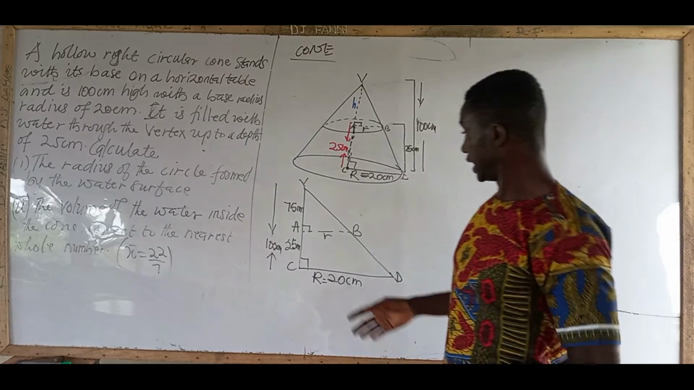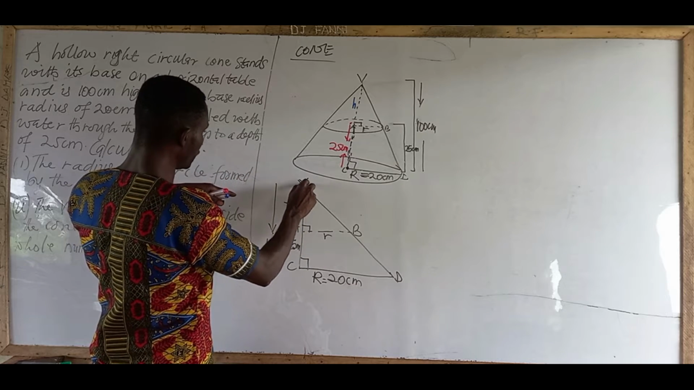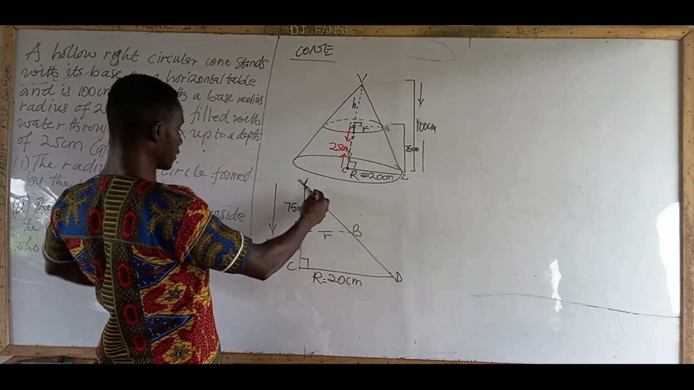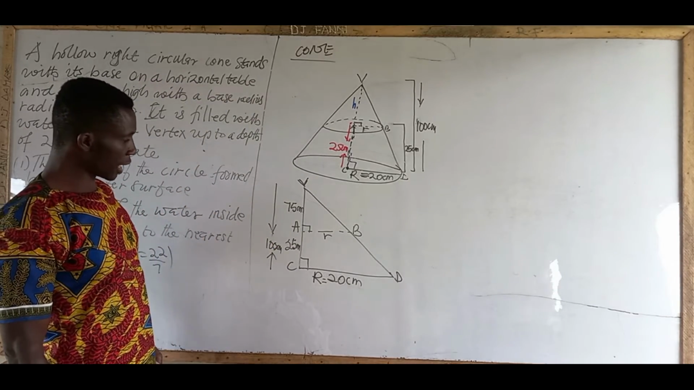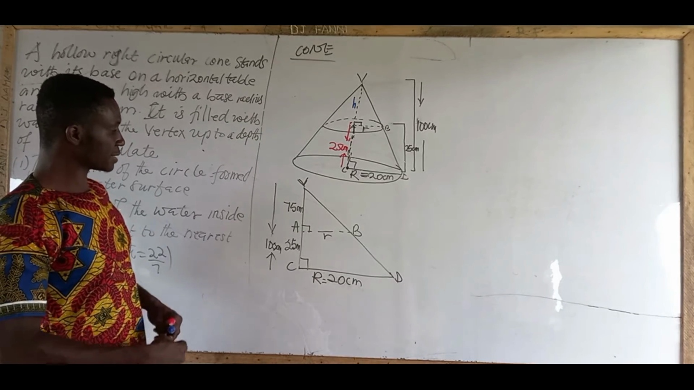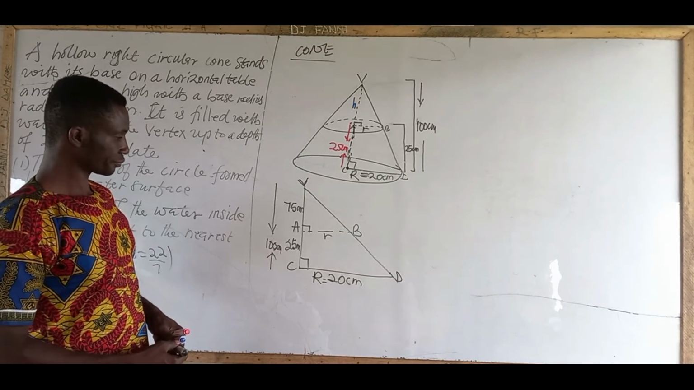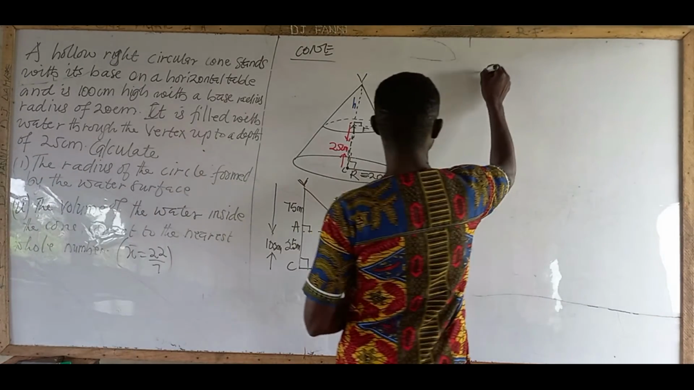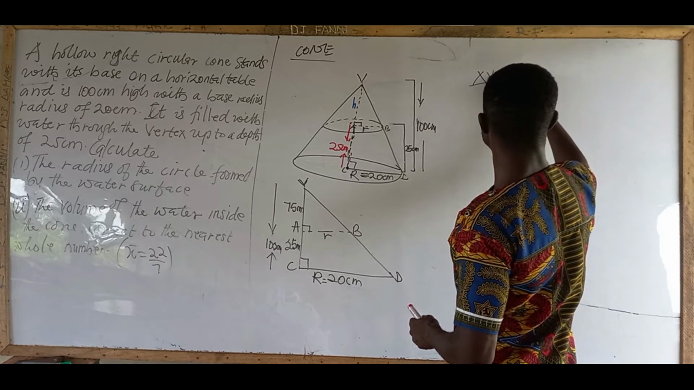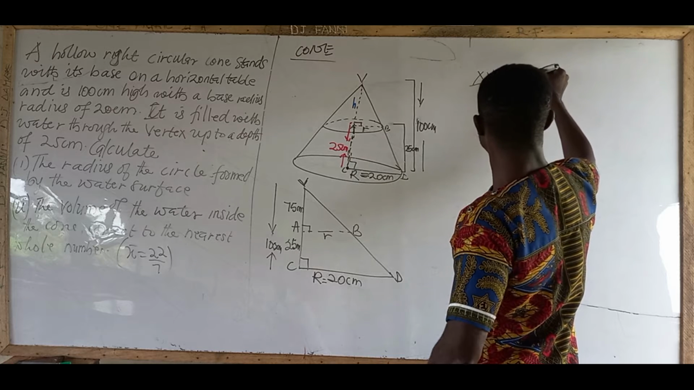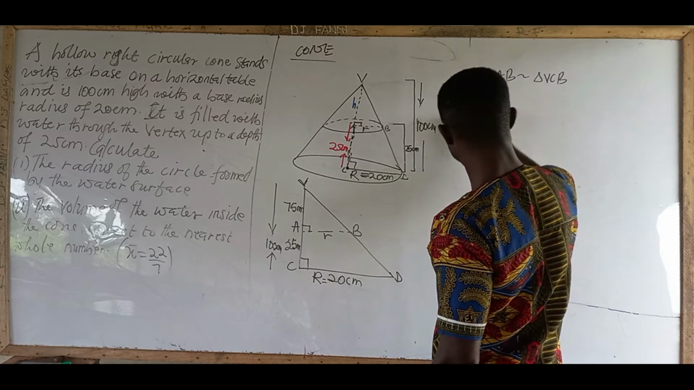So look at this triangle. When we pick triangle VAB and triangle VCD, these triangles are similar. We call them similar triangles. That's triangle VAB is similar to triangle VCD. Let me draw this one so you see properly.